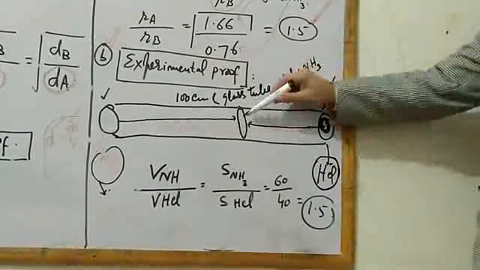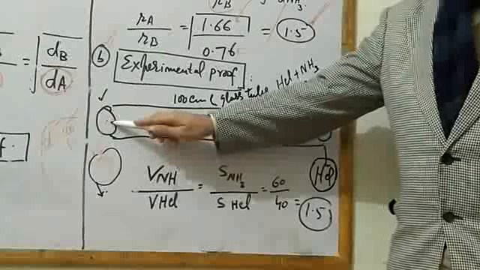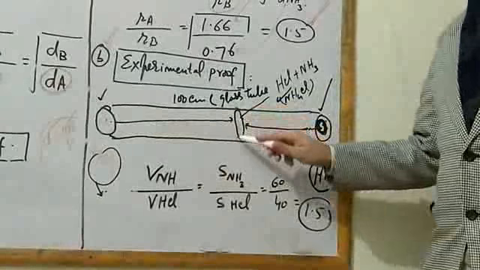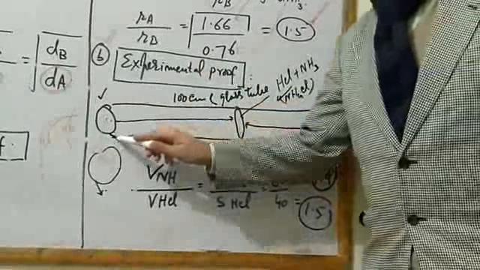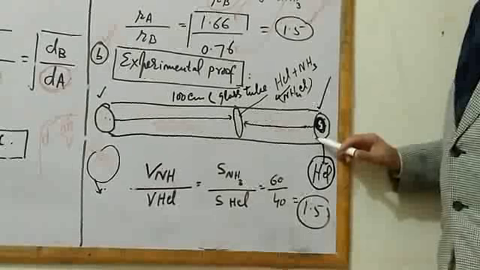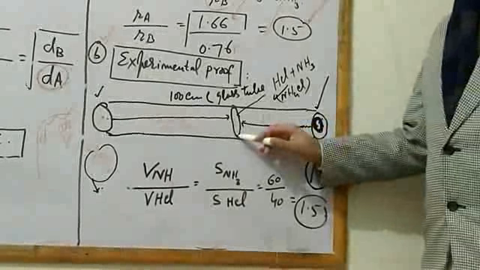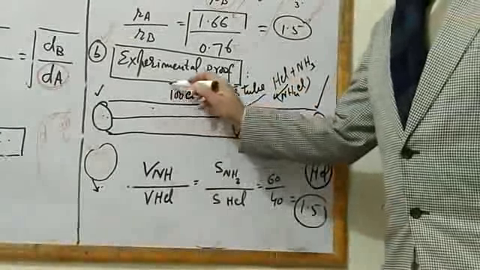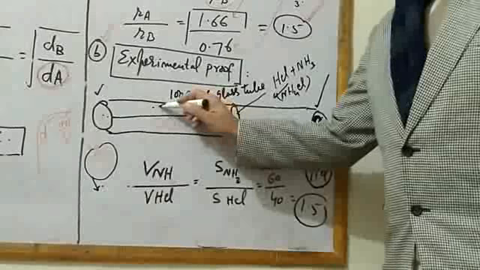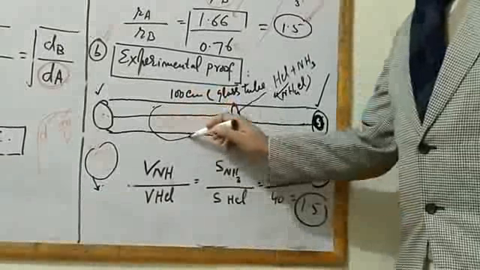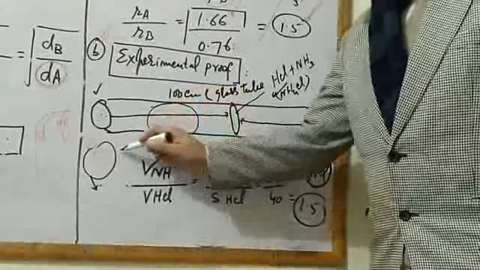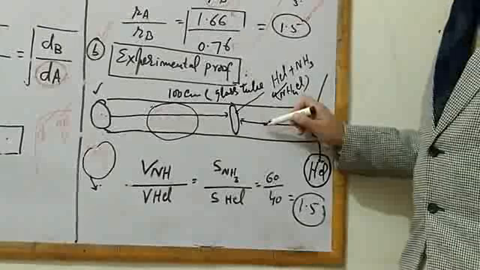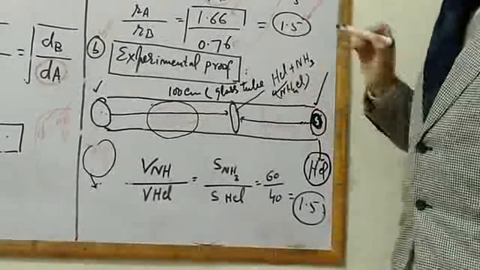Now, HCl is traveling from this end, ammonia is traveling from this end. The distance covered from this side up to this point is the distance covered by the ammonia, and the distance covered from this side is that by HCl. So in one experiment it was found that if the total distance is 100 centimeter, then out of total 100, 60 centimeter is covered by ammonia from its side, and 40 centimeter is covered by HCl from its side.